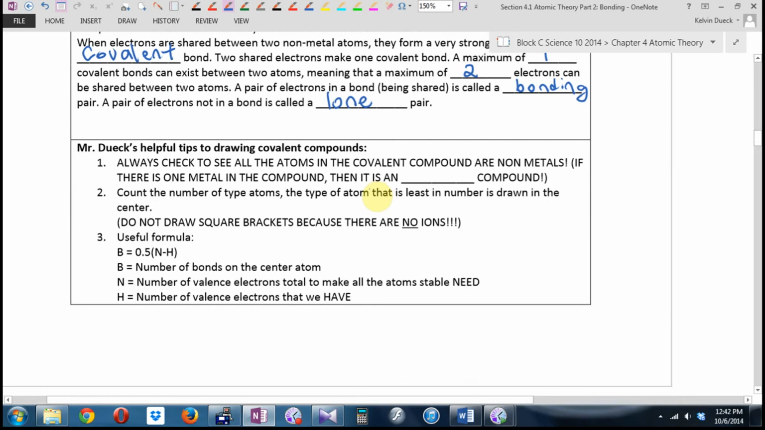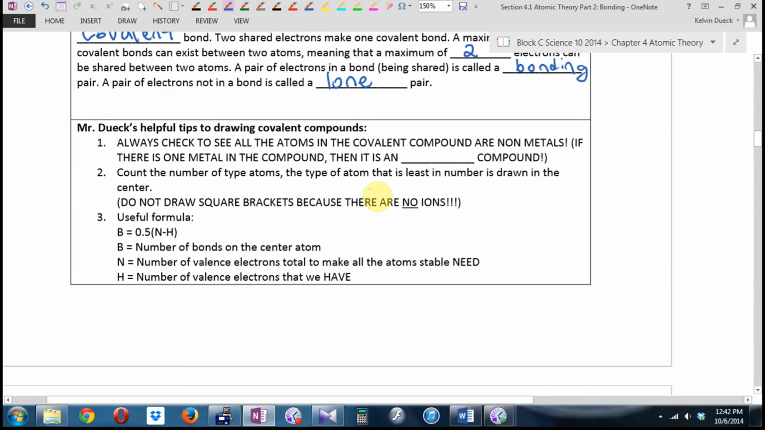Hey, let's give you some hints on drawing these. This is all caps. All caps technically means shouting. Always check to see that all the atoms in the covalent compound are nonmetals, the right side of the periodic table. If there is a metal, then it's ionic, not covalent.